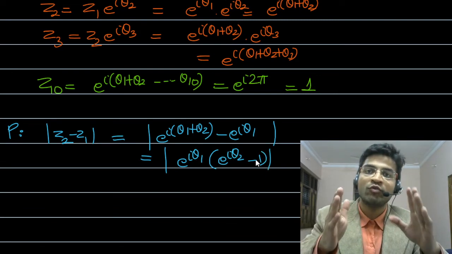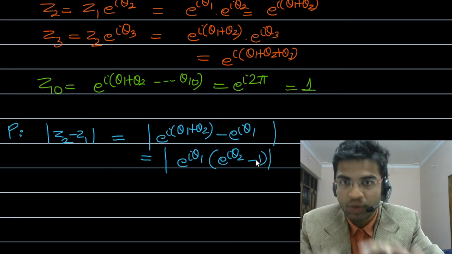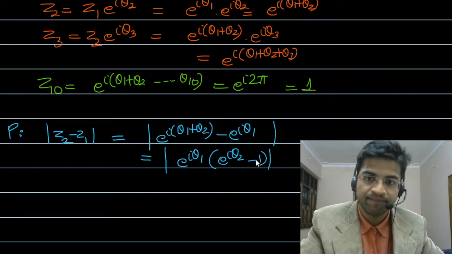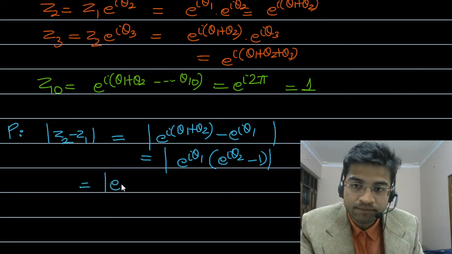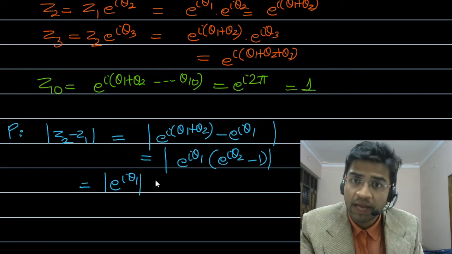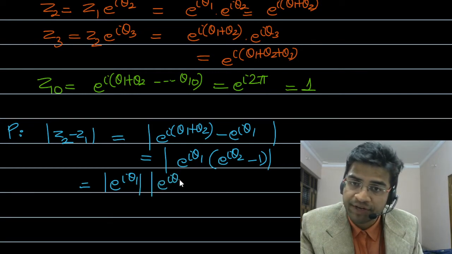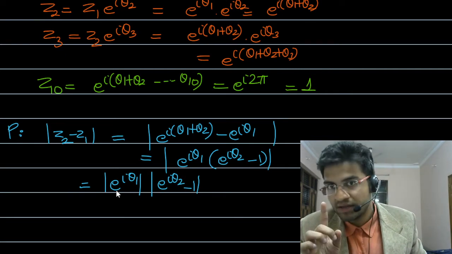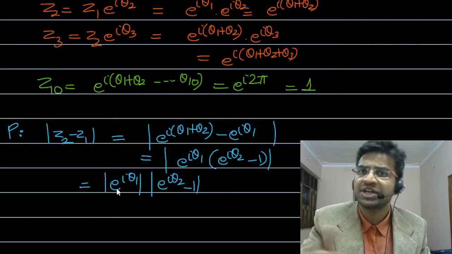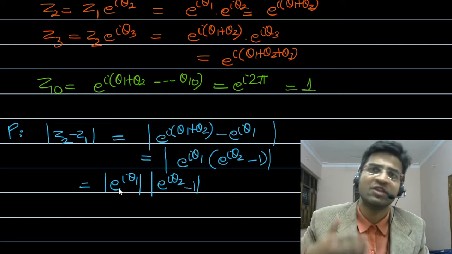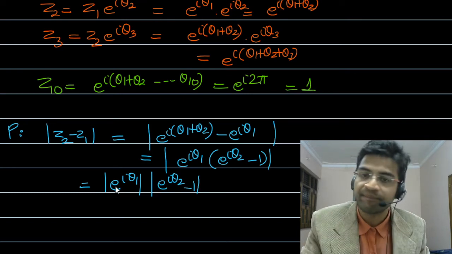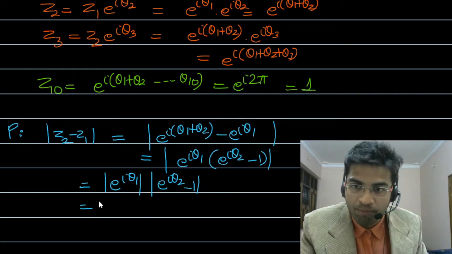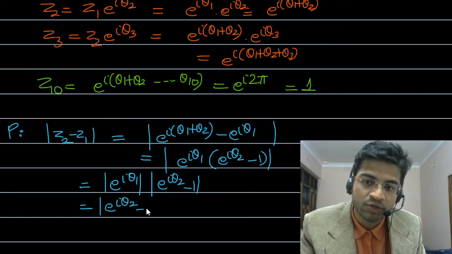If we have mod over two expressions that are multiplied, the mod will be distributed over both. Fine. So we will have mod of e to the power iota theta 1 into mod of e to the power iota theta 2 minus 1. The mod of e to the power iota theta 1 will be 1. I hope it is clear to everyone. This is nothing but cos theta 1 plus iota sin theta 1, and its mod will always be 1 irrespective of the value of theta. So this is 1 into anything, that will be the same thing only. So we will get mod of e to the power iota theta 2 minus 1.